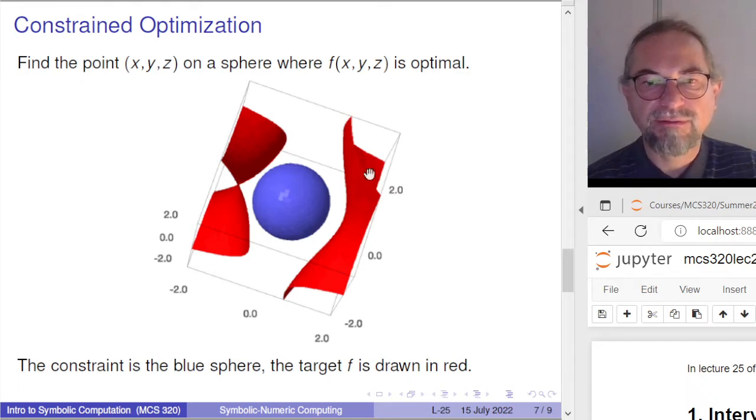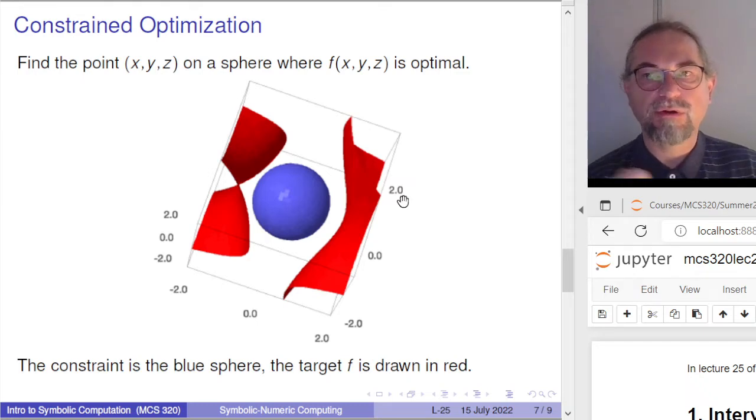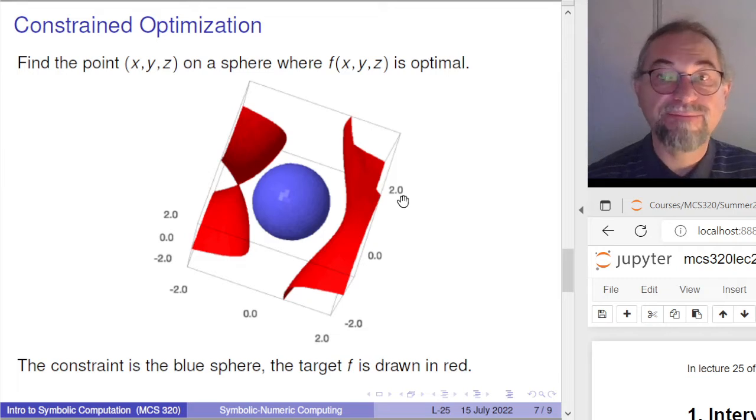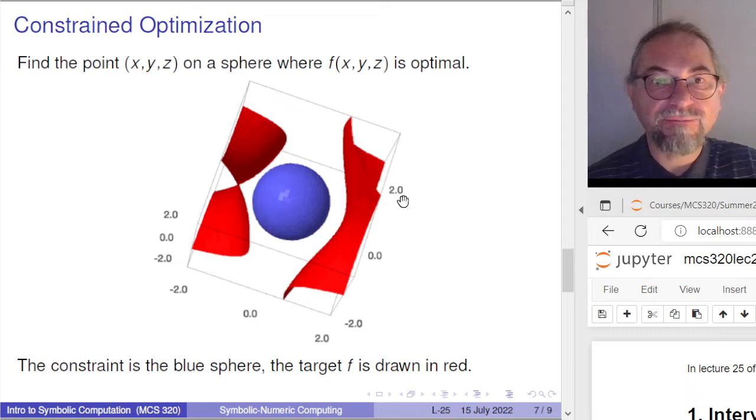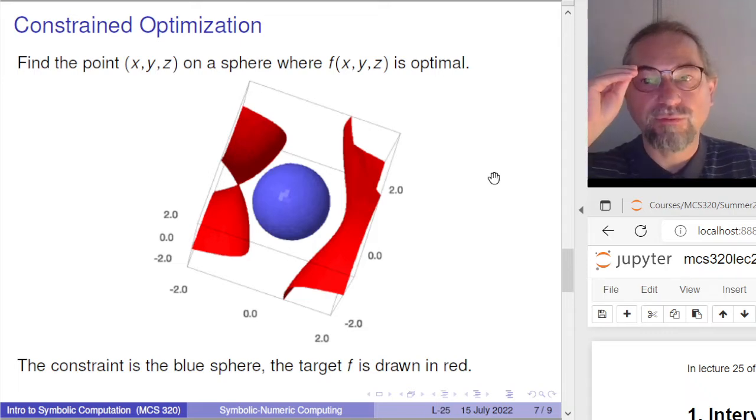So here is the geometric representation of this problem. The sphere is drawn in blue, so this is the constraint. All the points that we consider have to satisfy the equation for the sphere. And we are evaluating, in some sense, all the points at the target, the function f, drawn in red. So here we have one level set. These are all the points where the function, I think, has a specific value 2.